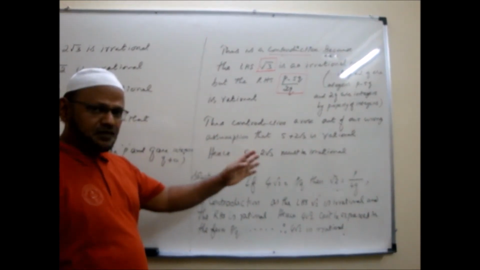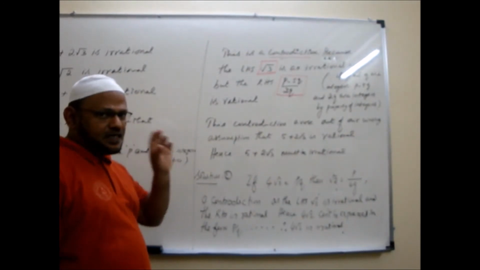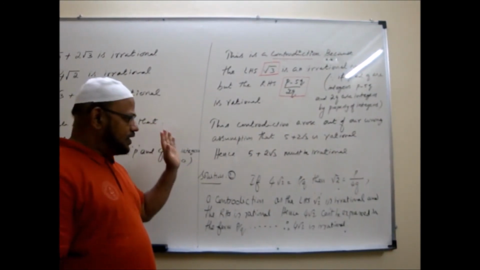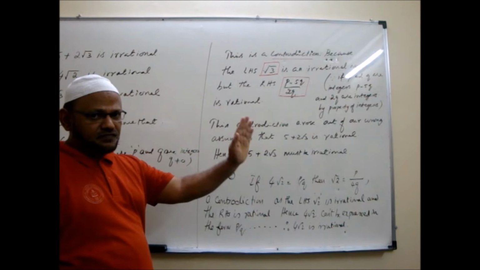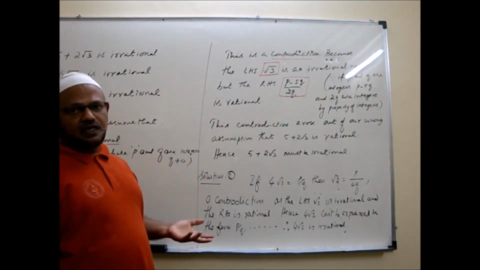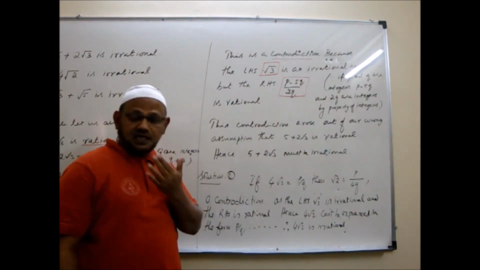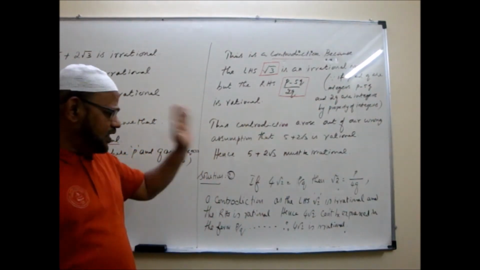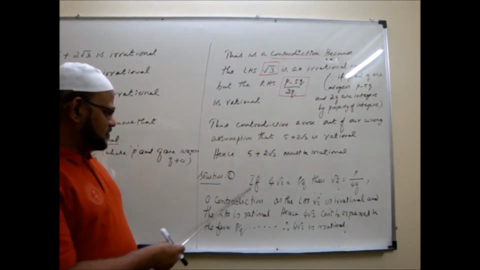Write it as P by Q and transpose, isolate the irrational factor on one side and transpose everything else to the other side until the left hand side is irrational and the right hand side is rational, and it is a contradiction. Same steps. See, this is one of the questions from your book.